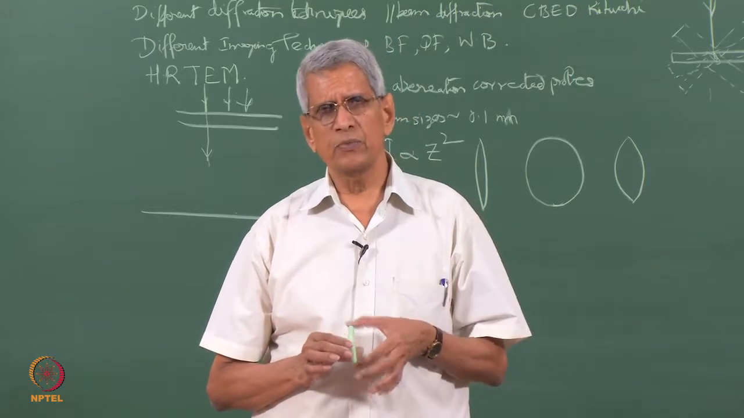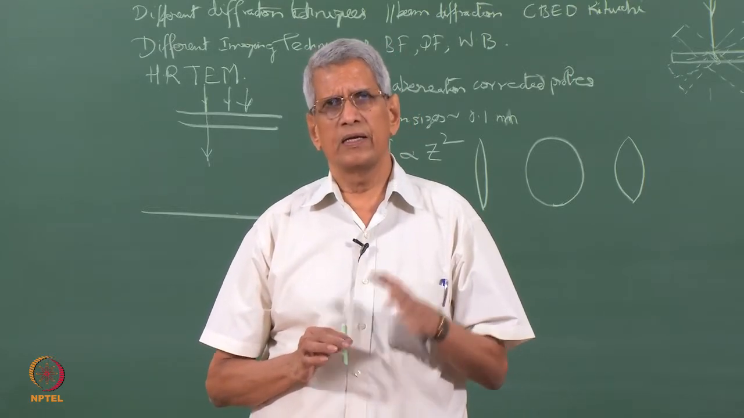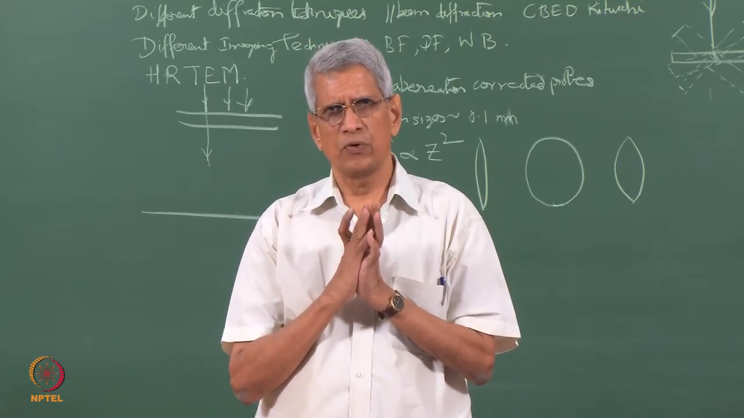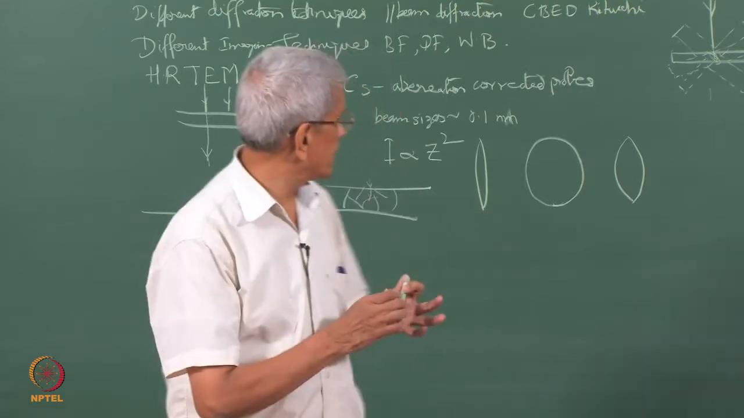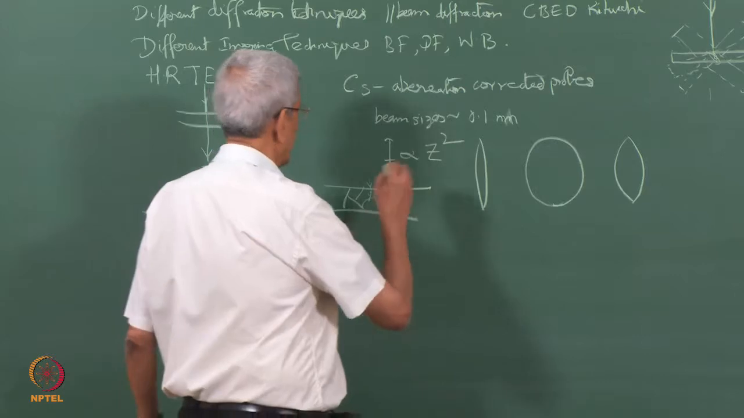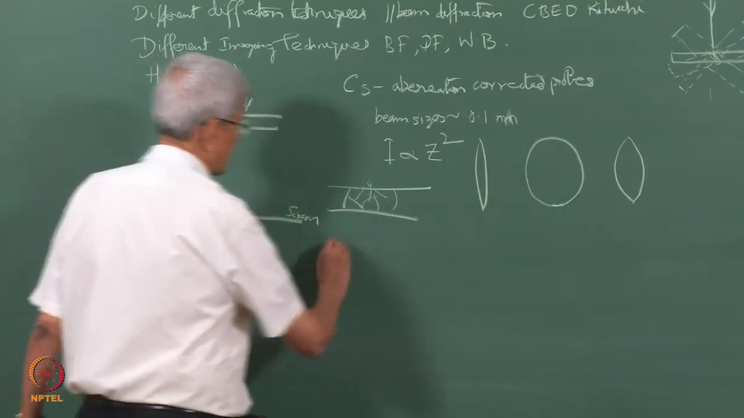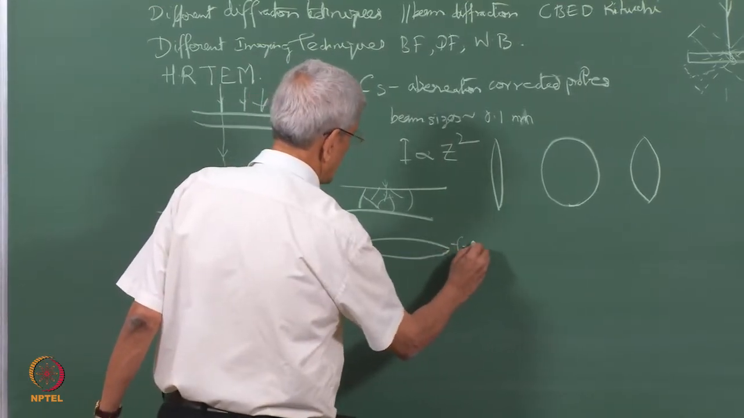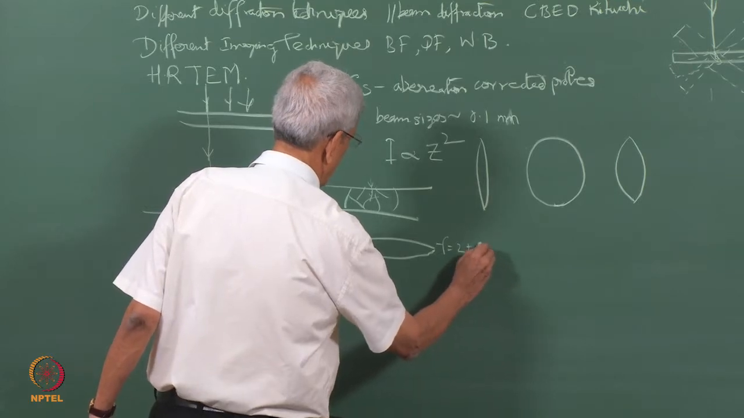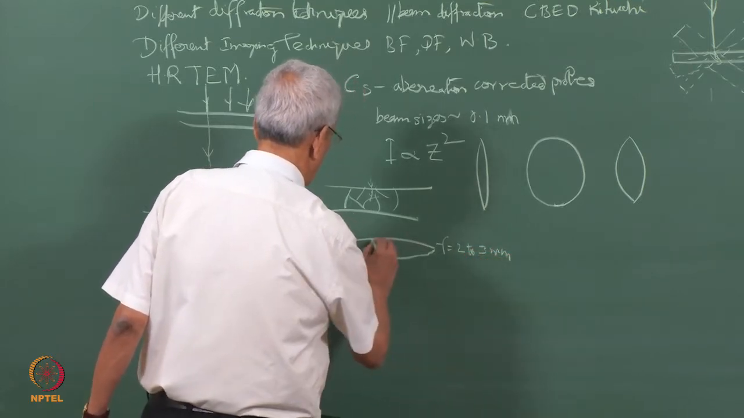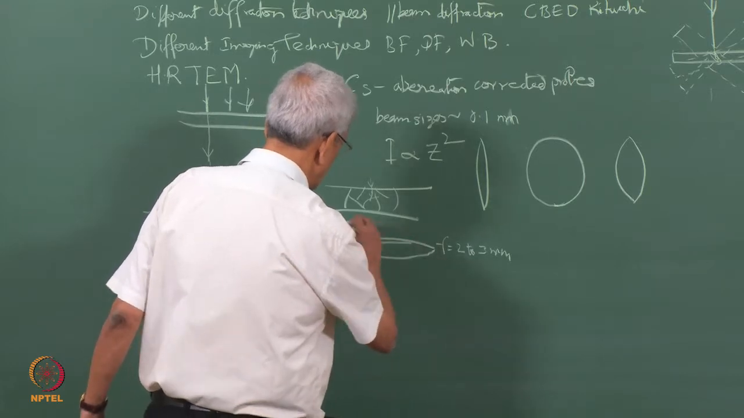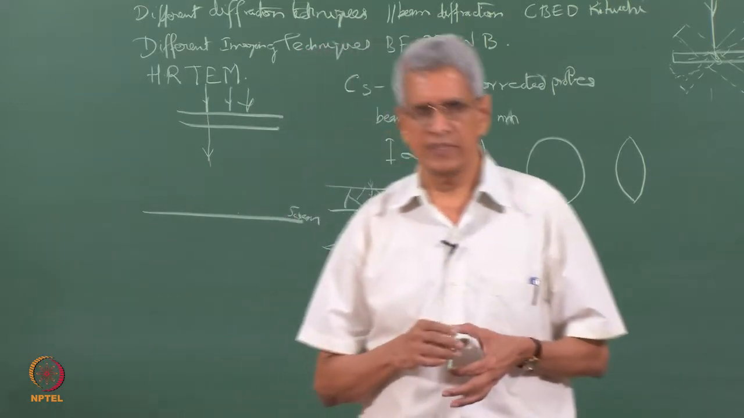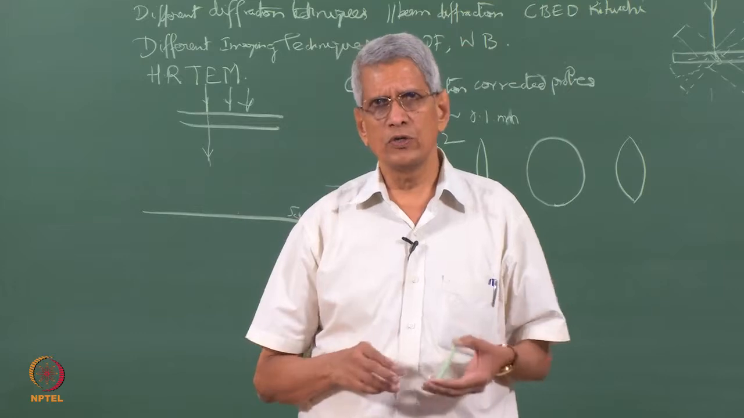Normally, the objective lens which we use gives quite high magnification, about 50 times. For the lens which we use, the focal length is about 2 to 3 millimeters, and the sample is almost kept within that, immersed within that field itself. So the sample sees the strong magnetic field.